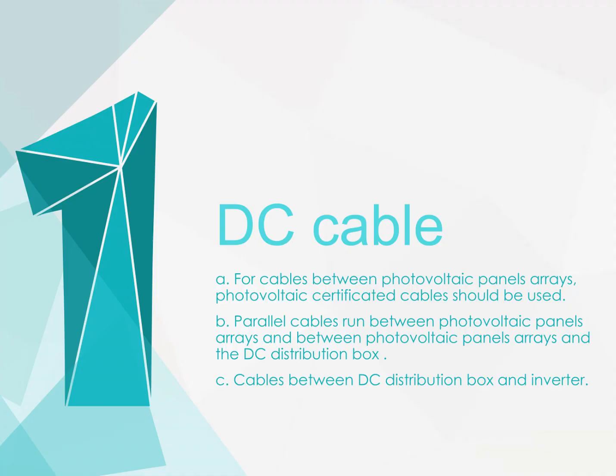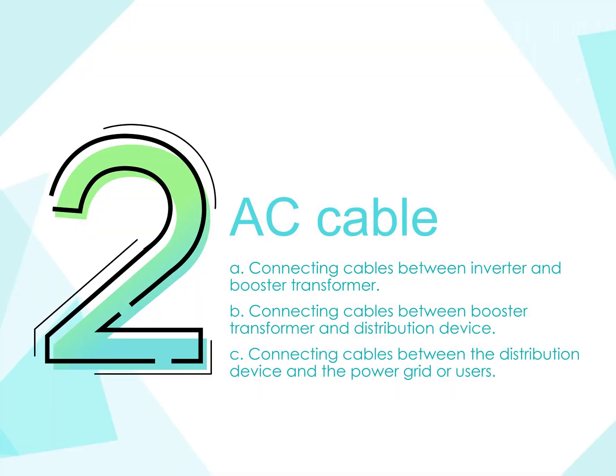According to the different application environment, the cable of a photovoltaic power generation system can be divided into two kinds. One, DC cable. A. For cable between photovoltaic panel arrays, photovoltaic certificated cables should be used. B. Parallel cables run between photovoltaic panel arrays and between photovoltaic panel arrays and the DC distribution box. C. Cables between DC distribution box and inverter. 2. AC cable. A. Connecting cables between inverter and booster transformer. B. Connecting cables between booster transformer and distribution device. C. Connecting cables between the distribution device and power grid of users.